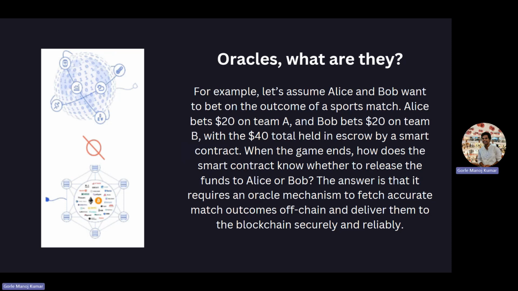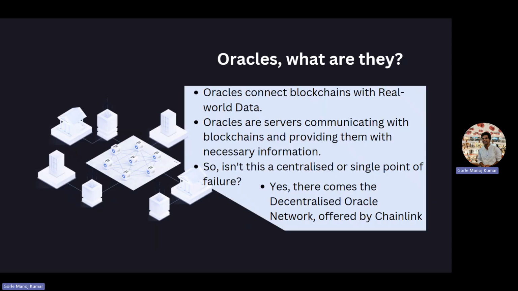So to prevent these types of things, there are decentralized Oracle networks. Oracles are simple: they connect the blockchain and the real world. But to enable decentralization and to communicate in a decentralized and acceptable way, there comes the decentralized Oracle network, called DONs. And who provides these DONs? It's Chainlink.